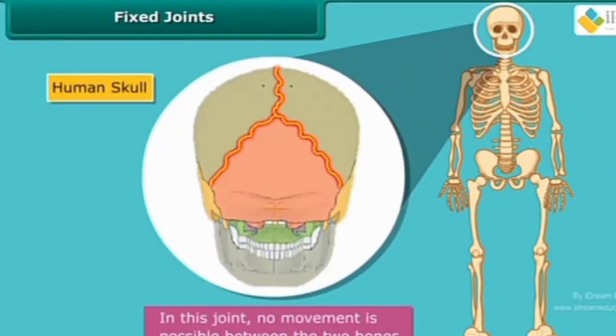Fixed joints. In this joint, no movement is possible between the two bones. The sutures between the bones of the skull are an example of fixed joint.